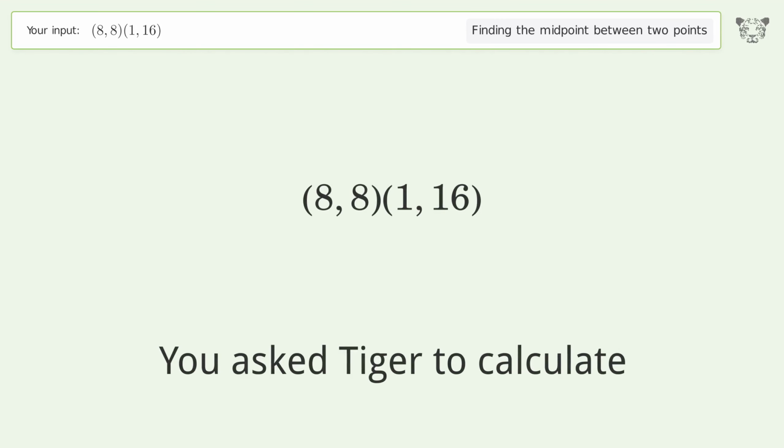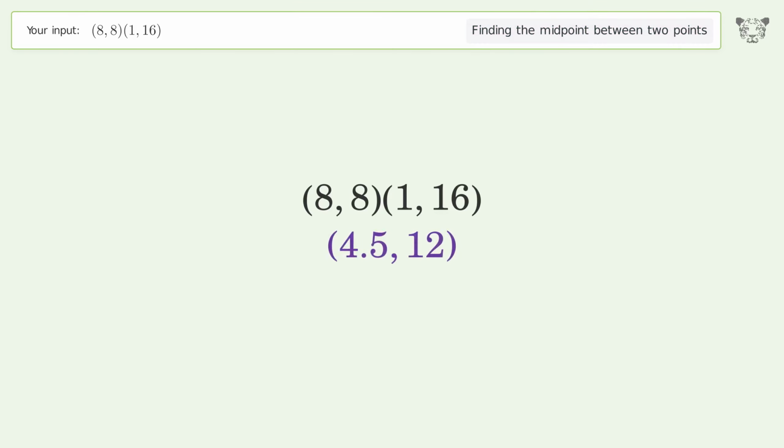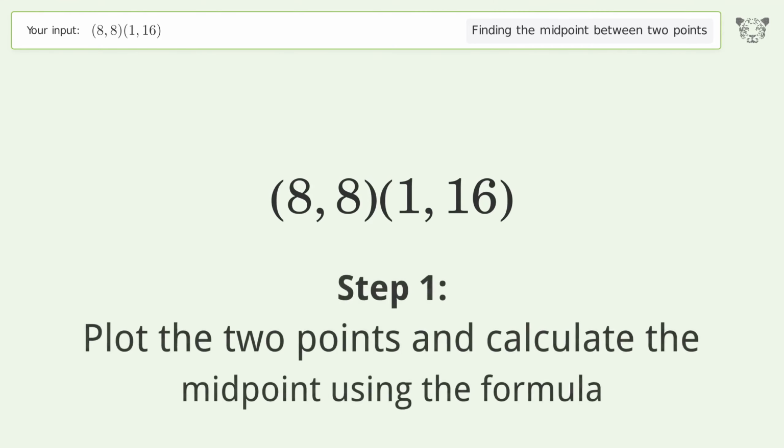You ask Tiger to calculate. This deals with finding the midpoint between 2 points. The midpoint between the 2 points is 4.5, 12. Let's solve it step by step. Plot the 2 points and calculate the midpoint using the formula.